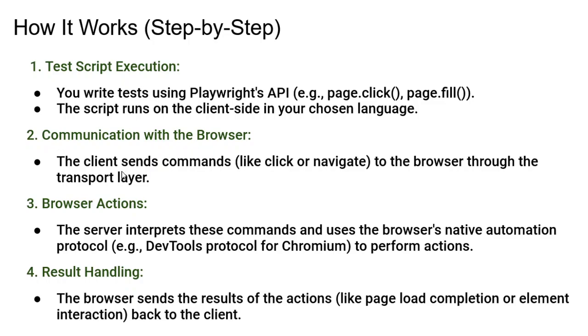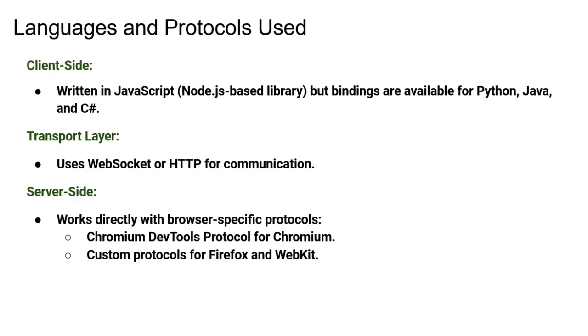The second step is communication with the browser. The client will send commands like clicking or navigating to the browser through the transport layer. And then the browser actions will happen. The server will interpret these commands and use the browser's native automation protocol, that is the DevTools protocol from Chromium, to perform those actions. And then comes the result handling. The browser sends the result of the actions, like page load completion or element interaction, back to the client. So this is a high-level, step-by-step view of what happens in Playwright.